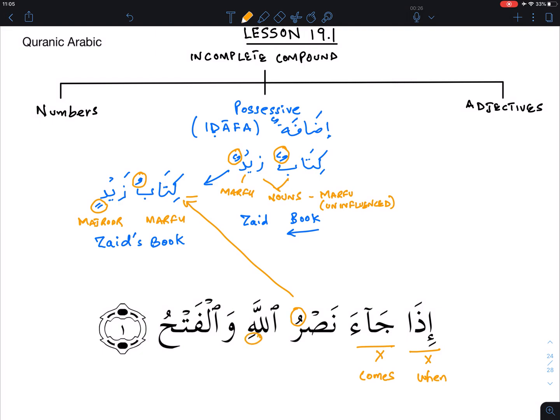What state is this in? This is majroor. So remember what I said. You're going to look at the word that's before it, and it's got one dhamma. It doesn't have tanween, right? And the next one after that is in a majroor state. So we are going to conclude here that this is idhafa construction.